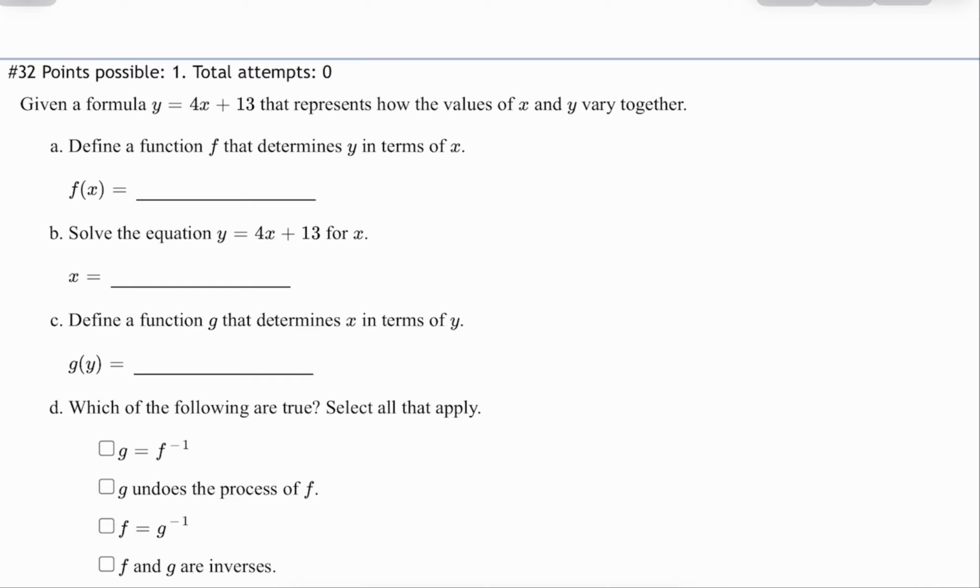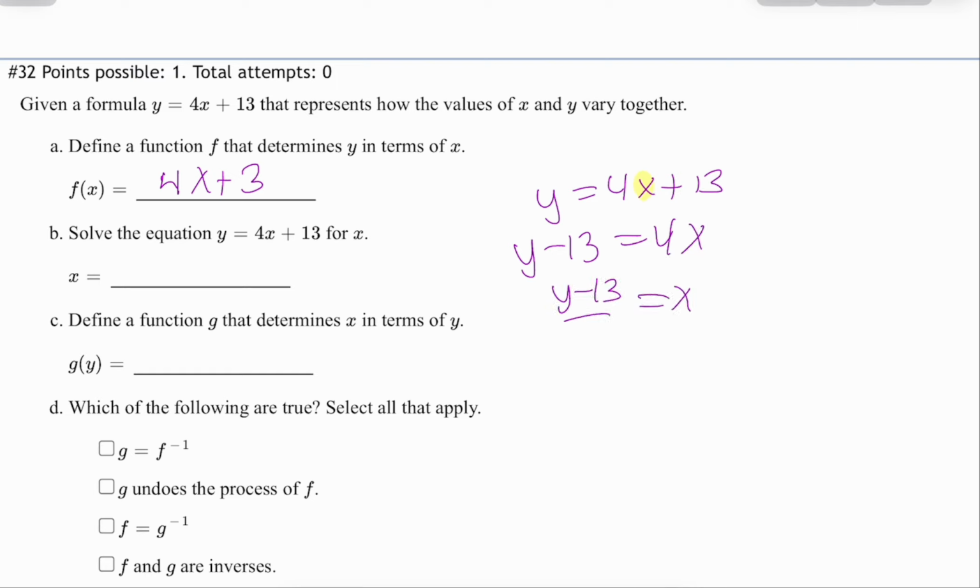It says f of x determines y in terms of x. That is just the function that you are given. But if we want to solve the equation for x, just write that equation down on your paper and solve for x. So we would subtract 13 from both sides, divide by 4, and so you could just put y minus 13 over 4. If you don't want to use the little iMath thing, put that y minus 13 in parentheses. So g of y is just y minus 13 over 4.